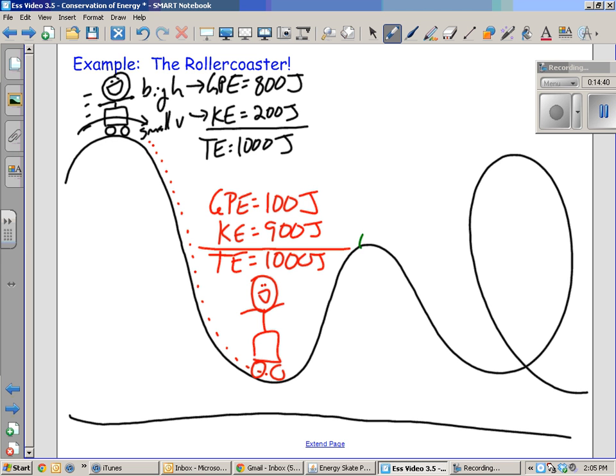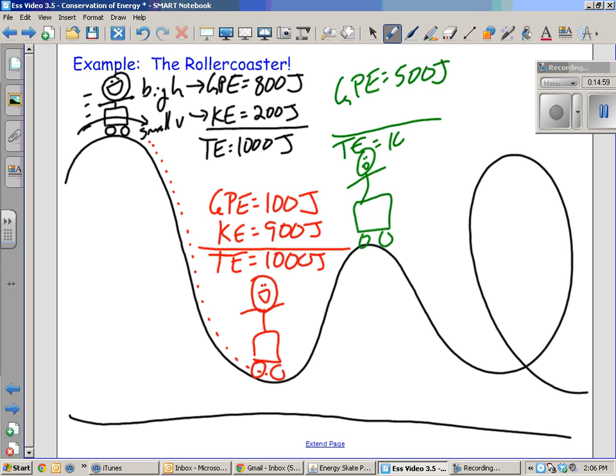Then over here, when he gets to the top of this hill, whoa, I don't know what happened to him there. He's higher up than he was at the bottom, but not as high as he was at the top. So maybe now his GPE is, I don't know, 500 joules. His total still needs to be 1,000 joules, which means his kinetic energy has got to be, well, how much more do we need? We've got 500, we need 1,000, so we need another 500 joules, right?